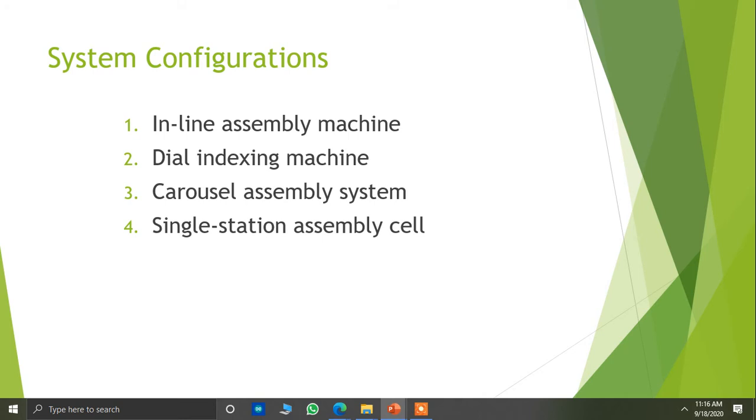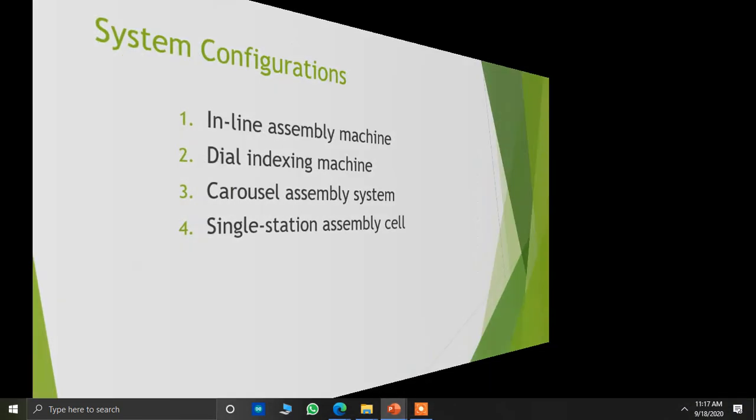Carousel system is a repetitive thing, just like your repetitive conveyor belt, that is a cycling conveyor belt. And the fourth one is a single station assembly cell. Single station assembly cell is a very simplex version of the same thing. And of all the things together, the single station assembly is very bulky in nature, and it has a lot of complexities in it, but at the same time in certain cases it is more or less very simple. Okay, let us have a look into the inline assembly machine.